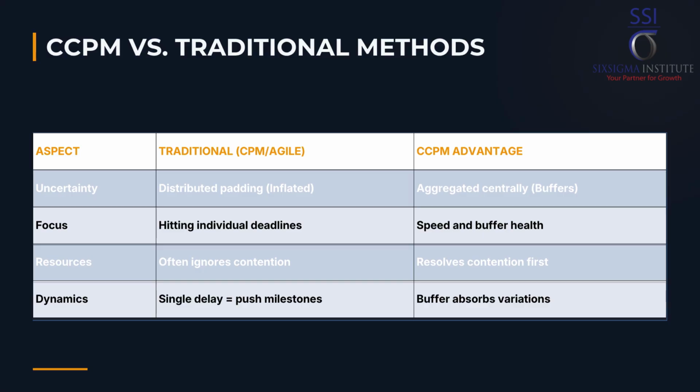Resource management: traditional project management often ignores resource contention until too late, or focuses on keeping resources busy 100% of the time, while CCPM identifies the critical chain and dedicates execution focus there, preventing multitasking on that chain. Schedule dynamics: in traditional project management, schedule slippage on one task immediately pushes out subsequent milestones, while in CCPM the project buffer absorbs most internal task variations, stabilizing the final delivery date.